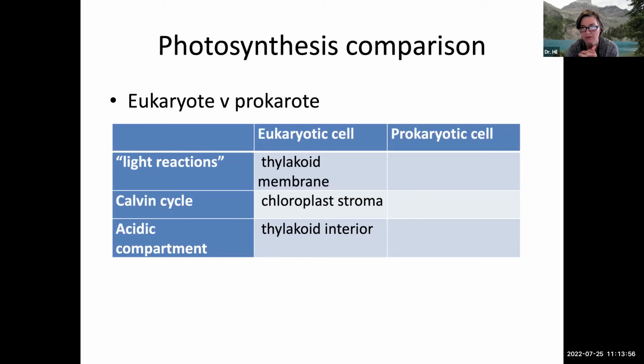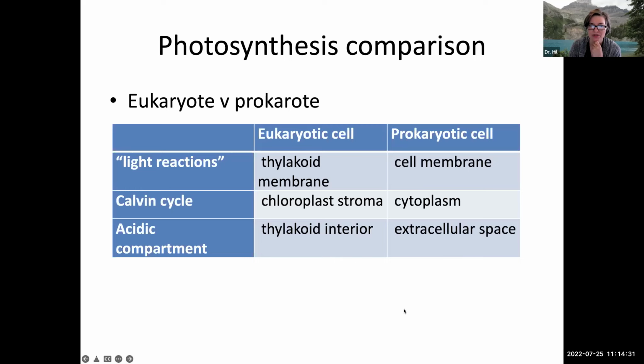Great. Yeah, we're pumping them outside. We don't want to acidify our cytoplasm and destroy all of our enzymes. So we pump them outside, we let them come back through ATP synthase, we generate some ATP, and then we go through the dark reactions, the Calvin cycle. Where is that taking place? Where's the Calvin cycle taking place? That's right.